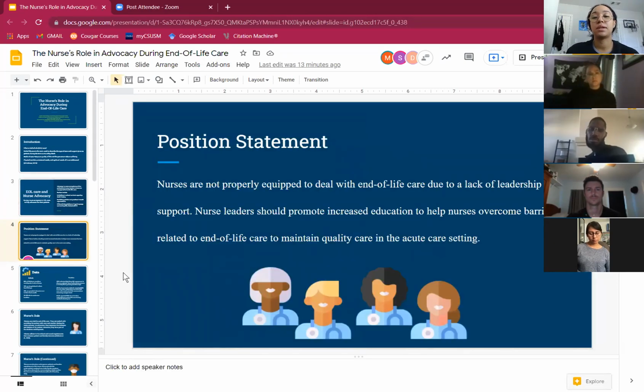So the position statement that we have here is nurses are not properly equipped to deal with end-of-life care due to lack of leadership support. Nurse leaders should promote increased education to help nurses overcome barriers related to end-of-life care to maintain quality care in the acute care setting. So basically, nurses need to be knowledgeable about the palliation and symptoms of the social context of death. Nurse leaders can start this education in pre-nursing courses or nursing courses themselves, new grad programs, and even types of continuing education programs for employers.